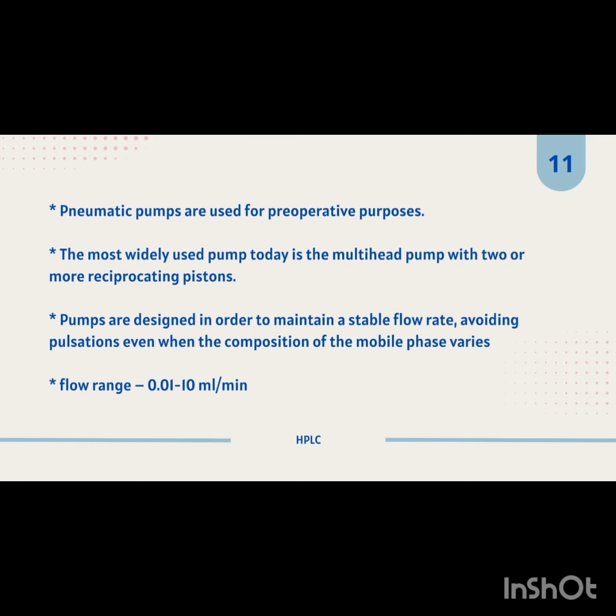Pneumatic pumps are used for preparative purposes. The most widely used pump today is the multi-head pump with 2 or more reciprocating pistons. Pumps are designed to maintain a stable flow rate, avoiding pulsations even when the composition of the mobile phase varies. Flow range 0.01-10 ml/min.